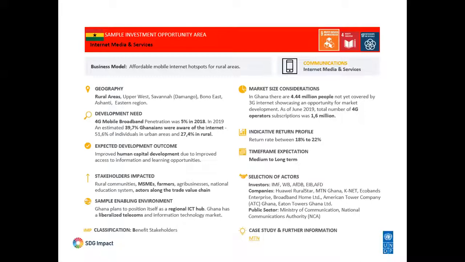So there's that huge potential of providing people with good internet and hotspots, especially in the rural areas. Because if you look at the data, it shows that we have higher rates of access to internet in the urban areas than we do in the rural areas, about 27.4% in the rural areas.